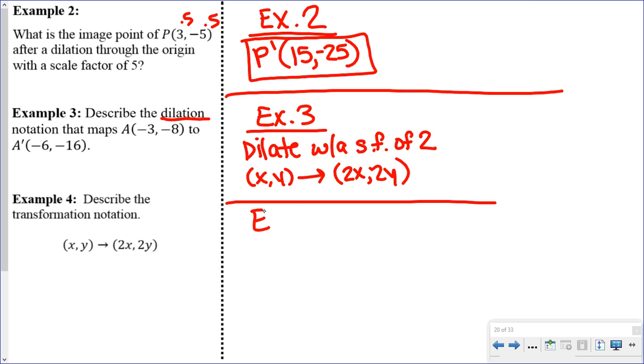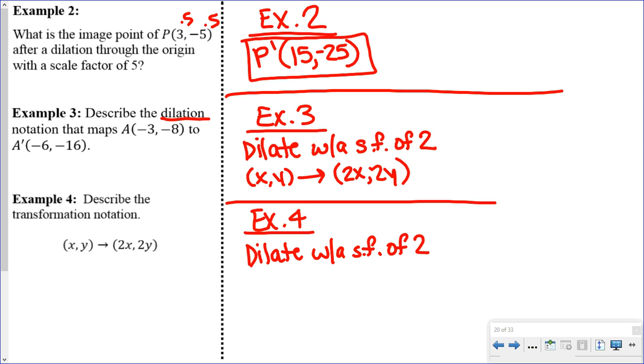All right, and on example 4, I'm giving you the notation. So it's 2 times X and 2 times Y. So you would have to describe it in words. So dilate with a scale factor of 2. That's what you would need to write. And again, you don't have to put the through the origin part because I'll know that's all we're doing is dilating through the origin.